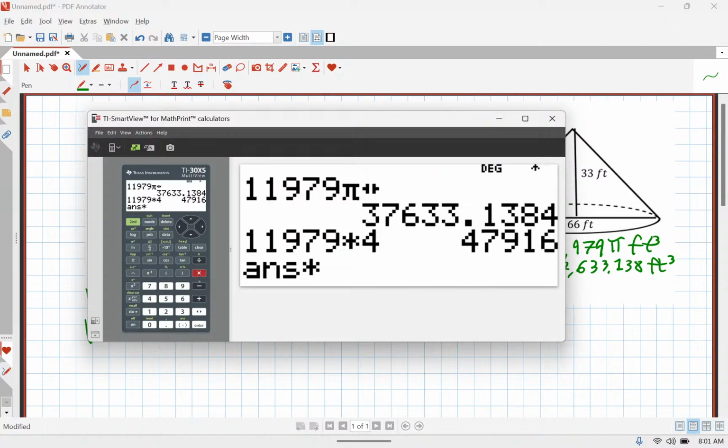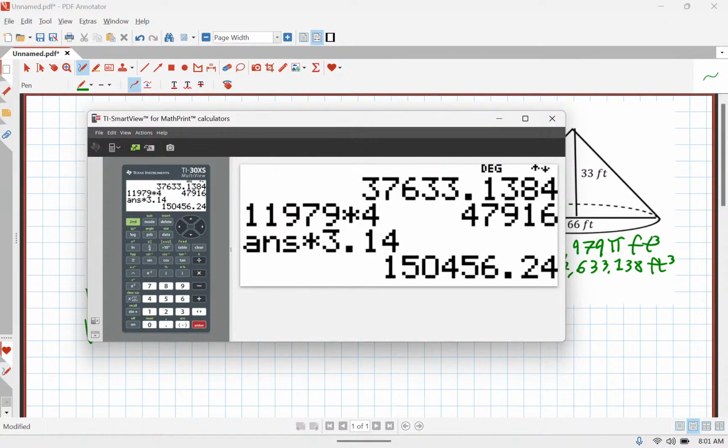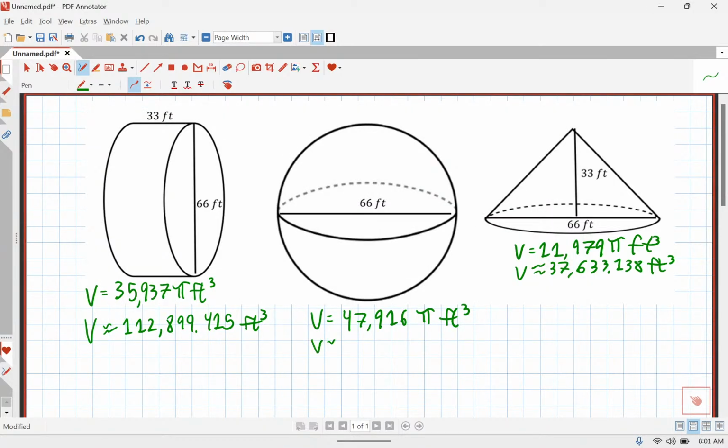And then Carol, what's your favorite approximation of pi? All right, 3.14, which on Canvas I will accept either of those. But just a second, 150,456.24. Beautiful. How many of us were able to get that, or something in that neighborhood anyway?